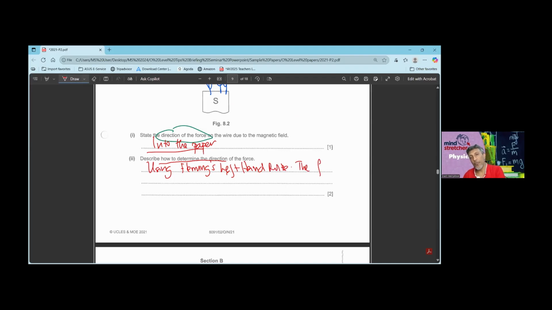The forefinger points in the direction of magnetic field. The second finger points in the direction of current. So you have to say they are all perpendicular to each other.